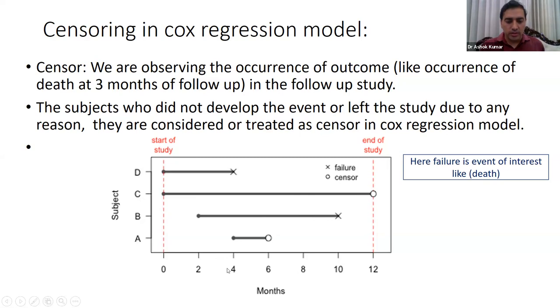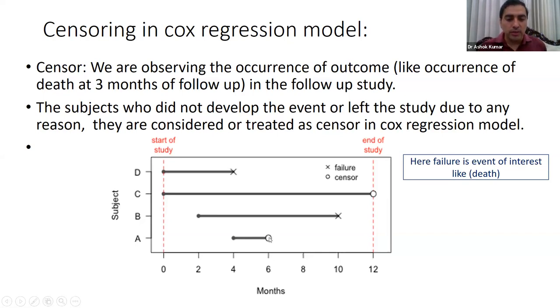A is enrolled here, and after 2 months of follow-up, there is a loss to follow-up. So we don't know whether he or she developed the event of interest or not. Whether he or she died or not, we don't know, because he is purely lost to follow-up.